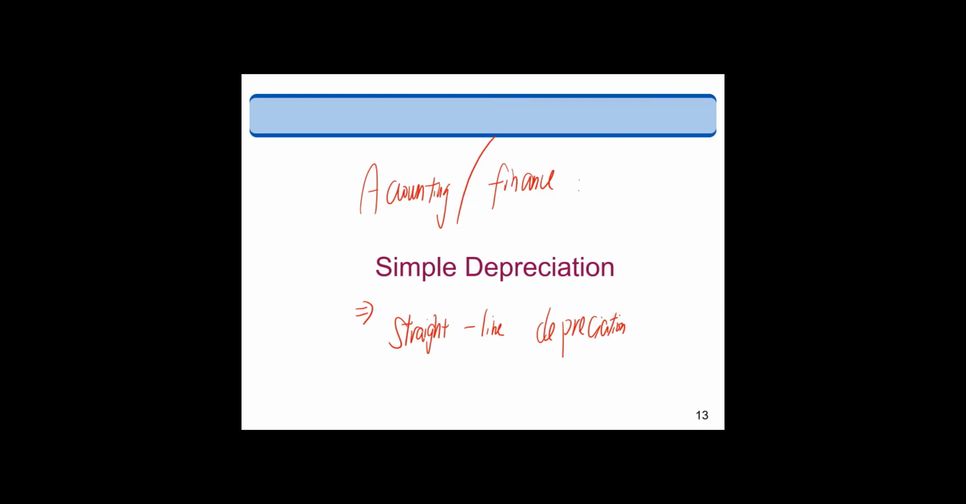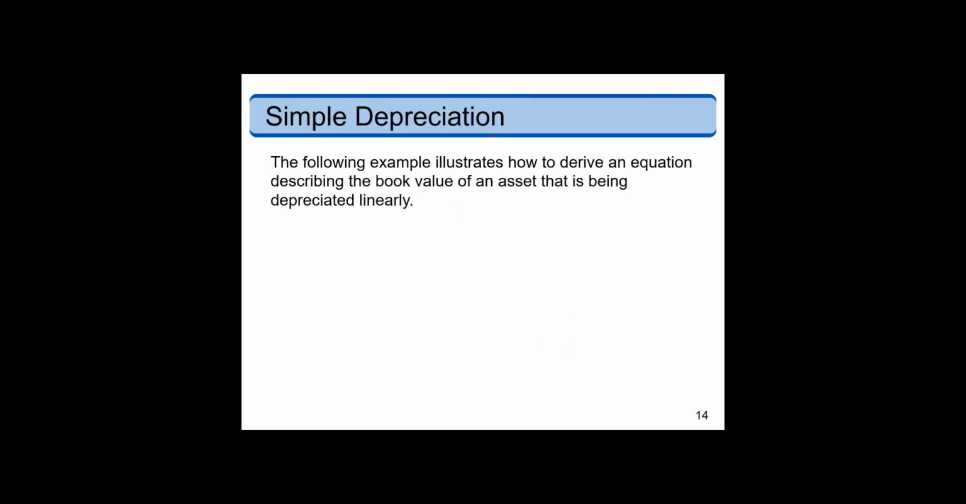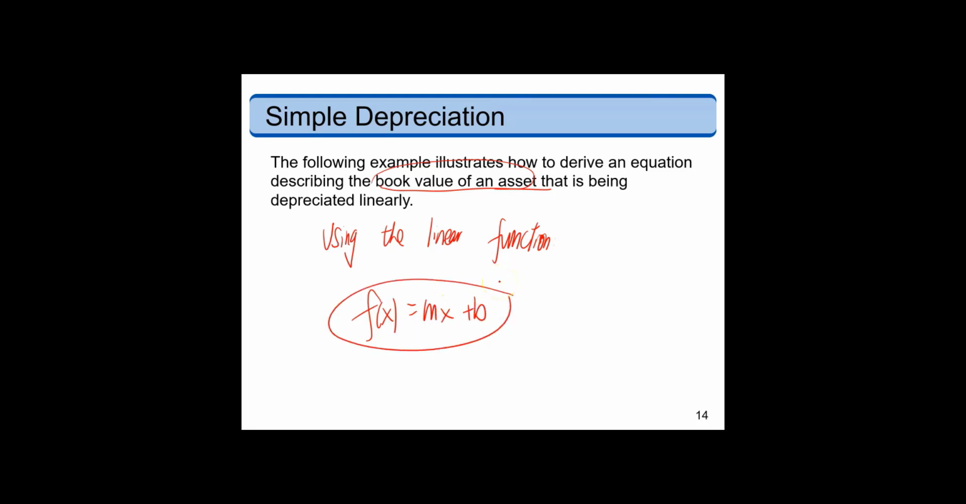Basically, we use a linear function to model the depreciation of assets. The following example illustrates how to derive an equation describing the book value of the asset, and also the annual depreciation, using the linear function. We are going to use this particular model, y equals mx plus b, to capture the depreciation process.